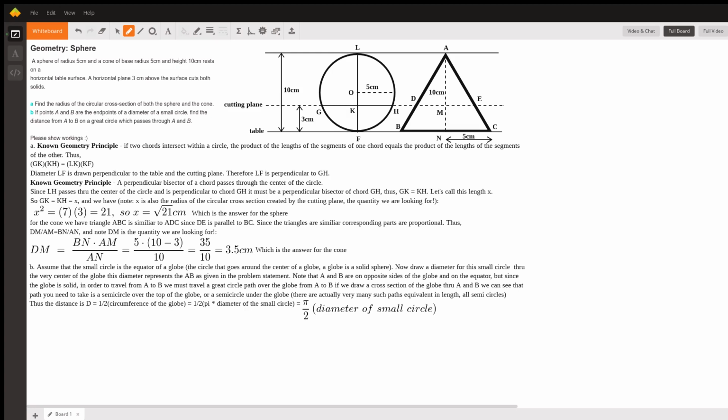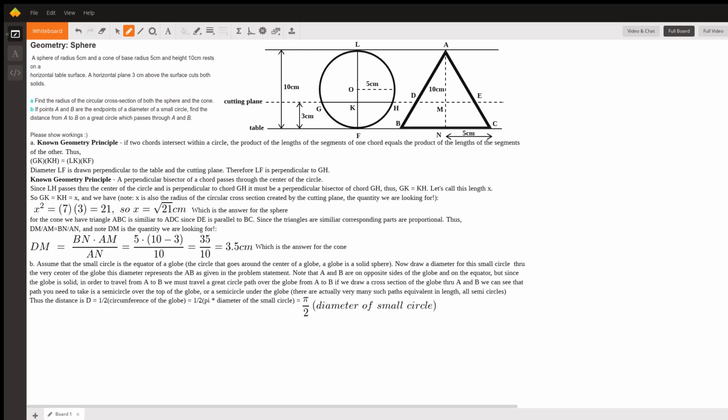So we have DM equals BN times AM over AN, and all we've done here is multiply both sides by AM. And plugging in the numbers, we have 5 times the quantity 10 minus 3 all over 10. 10 minus 3 is 7, times 5 is 35, divided by 10 is 3.5 centimeters.